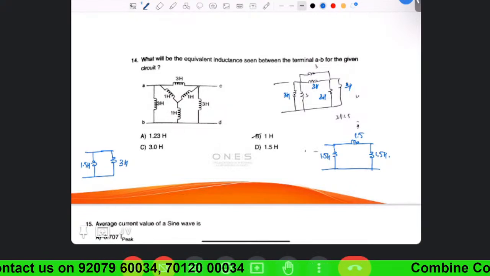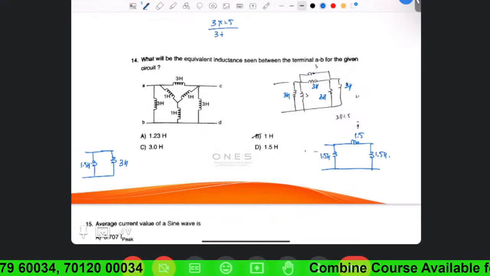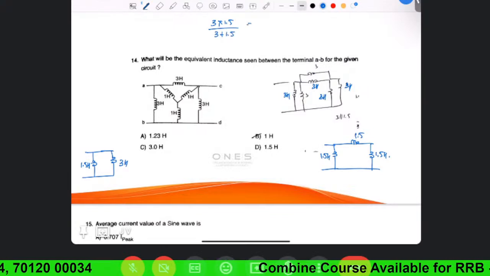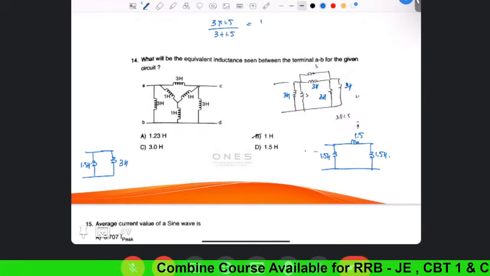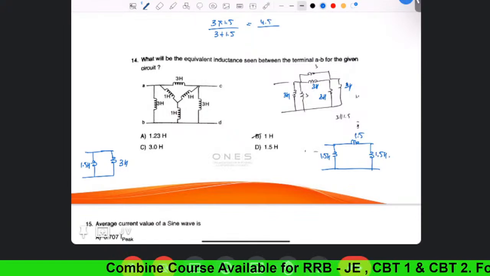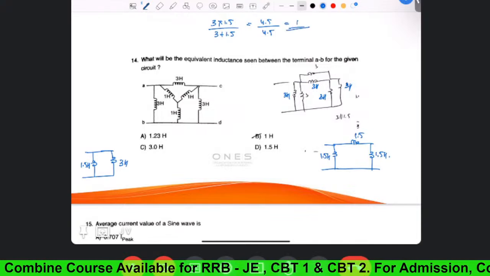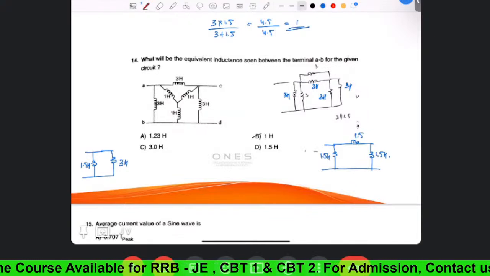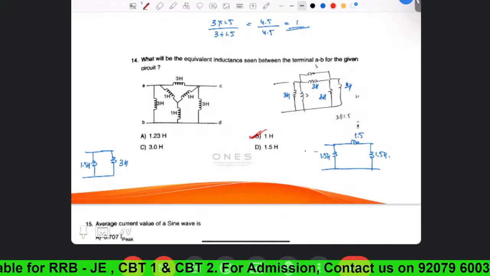So it will be 3 into 1.5 by 3 plus 1.5. So 3 into 1.5 is how much? It is 4.5. By 3 plus 1.5, which is also 4.5. So 4.5 by 4.5 will be 1 Henry. So the correct option will be 1 Henry.